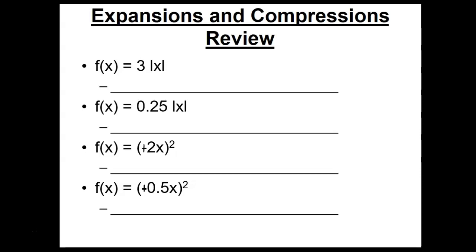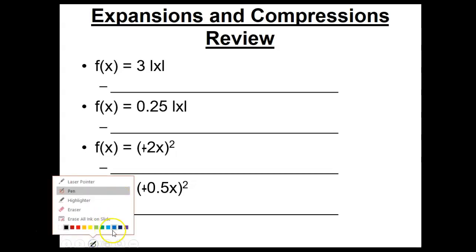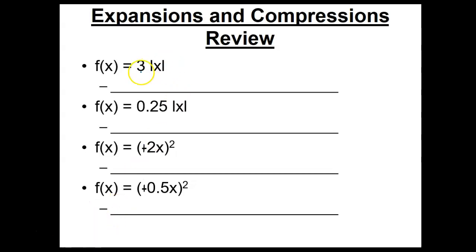Okay. So expansions and compressions, I think, were much more difficult than the vertical and horizontal shifts. So let's see what we can remember. If I have 3 times the absolute value of x, is that vertical or horizontal?